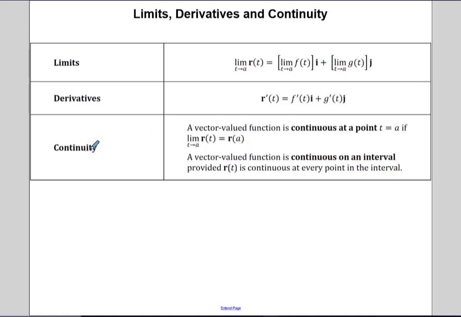And talking about continuity, a vector valued function is continuous at a point a if the limit at a is the function value at a, and a vector valued function is continuous on an interval provided that the vector function is continuous at every single point in that interval.